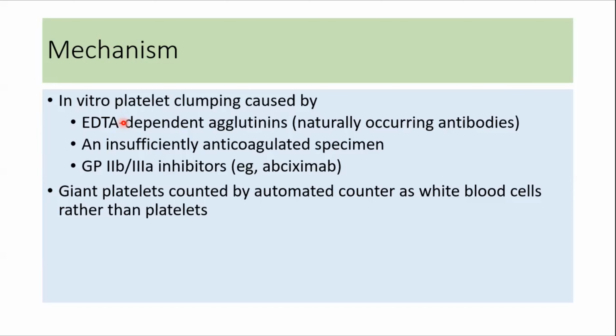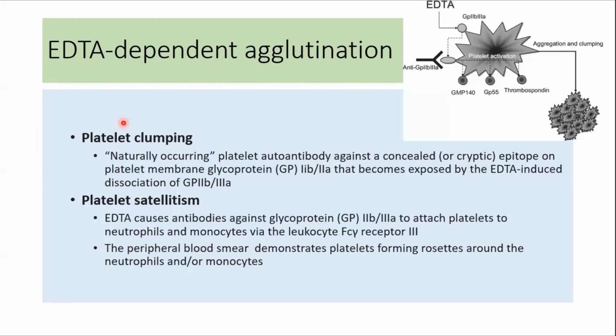But among all these mechanisms, the most common mechanism responsible for pseudothrombocytopenia is EDTA-dependent agglutination. So we'll talk about that in a little bit more detail. How does EDTA cause agglutination? It does so by two mechanisms. One is that it leads to platelet clumping, and the next is that it leads to platelet satellitism.